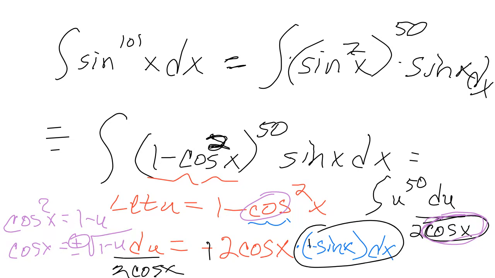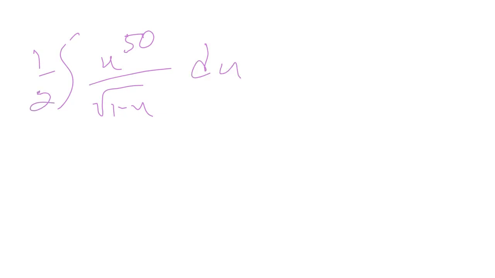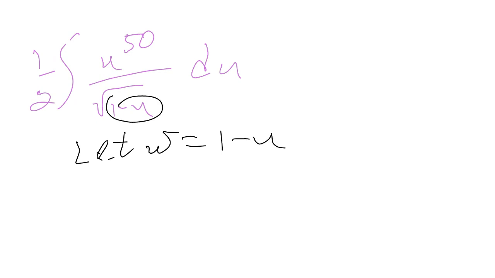And so really what I can do is rewrite this as, I'm going to try and remember what I had. I had u to the 50th over the square root of 1 minus u. I think there was a 1/2 out front and then du, right? And then I can use substitution again, and I could let w equal 1 minus u. And so I'm going to get a square root of w down there. And then I can say that u equals 1 minus w.